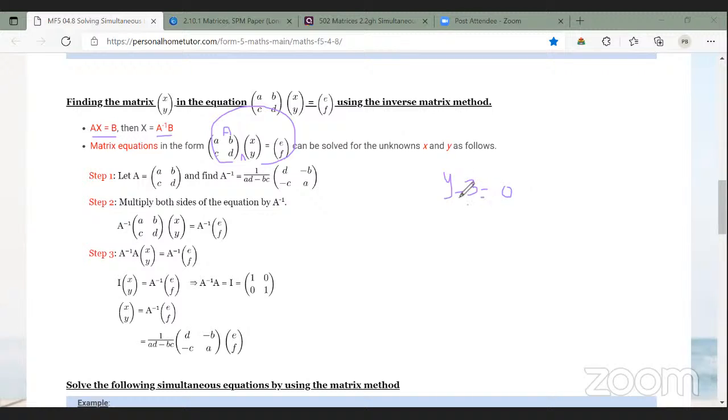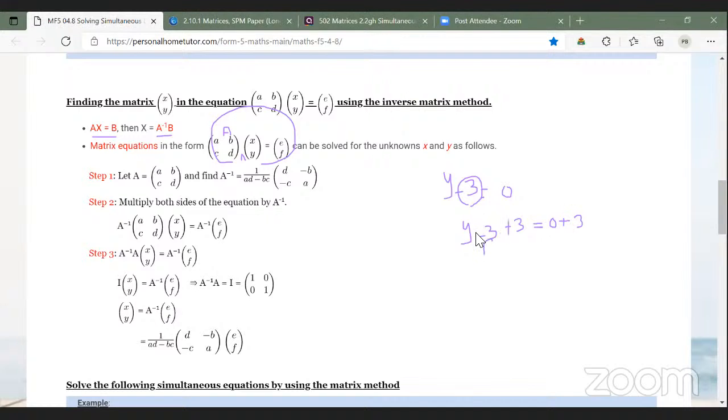So then to move 3 to the other side, you have to do y minus 3, and then you plus 3. And then because it has to be equal, you have to plus 3 on the other side as well. So you can see you're using different operations. So it's the same concept for times and divide.